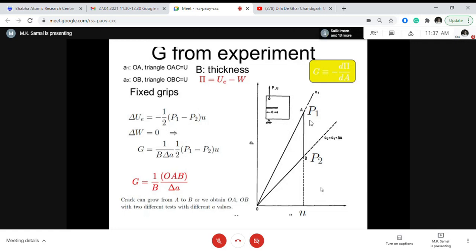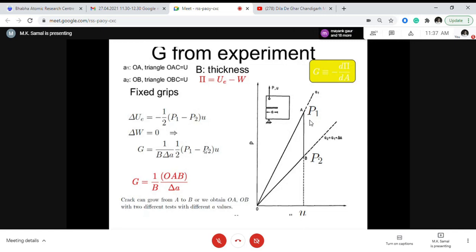Stress intensity factor and energy release rate can be used interchangeably, because the energy release rate G is proportional to K square by E dash, where E dash equals Young's modulus for plane stress problems, and for plane strain problems it is E divided by 1 minus nu square, where nu is Poisson's ratio. So we are discussing how to determine G from experiment.